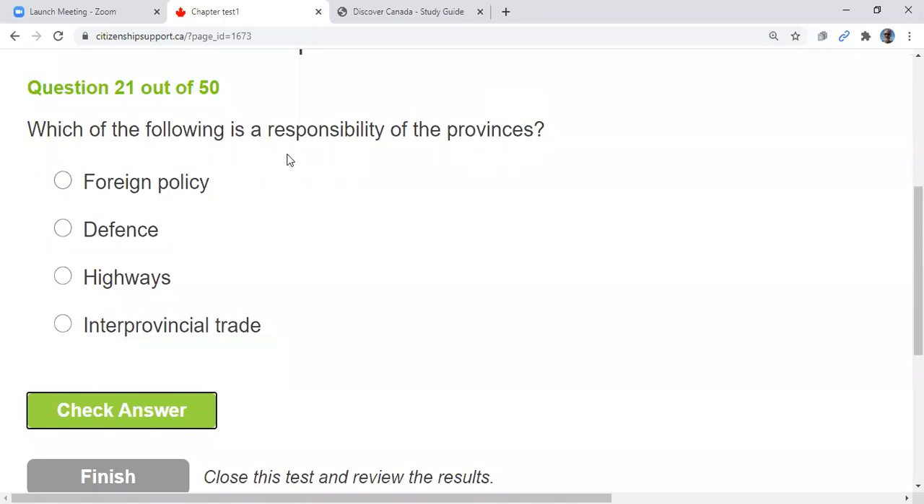Okay, so what is the province responsible for? Number 1 means how Canada deals with other countries. Number 2 is defending or protecting Canada with the army. Number 3 is the highways. Number 4 is how all the provinces work with each other. And number 4.